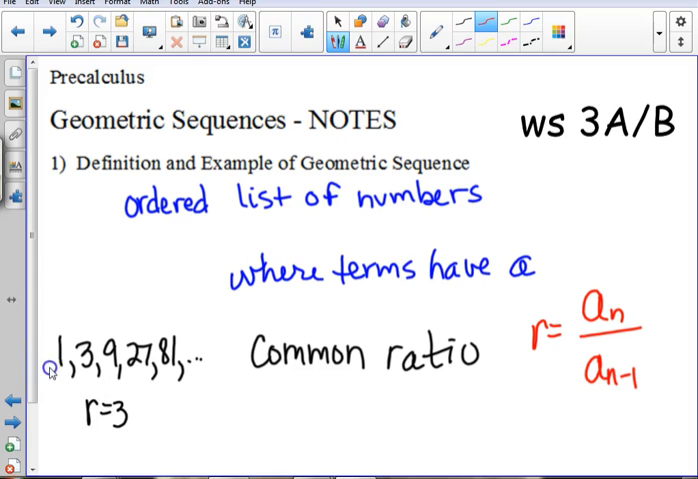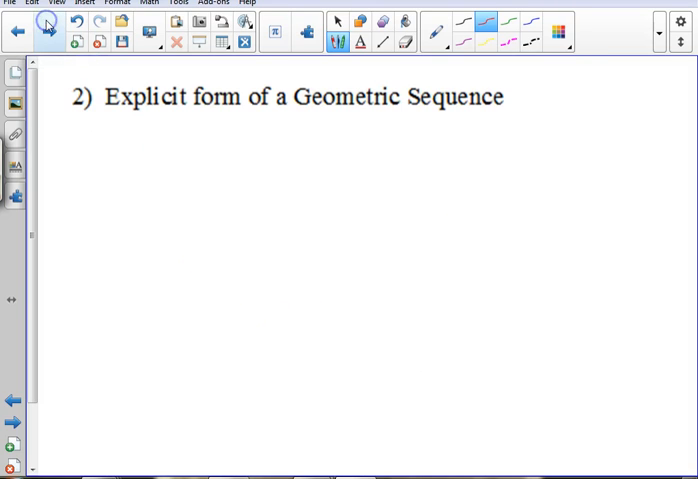So what this one, I don't think anybody would have needed to do that, right? But if you had, you could have done 27 divided by 9, 9 divided by 3, 81 divided by 27, and you would have figured out that the ratio was 3. When it's icky numbers, you might have to figure out what they were multiplying by dividing the terms. All right.